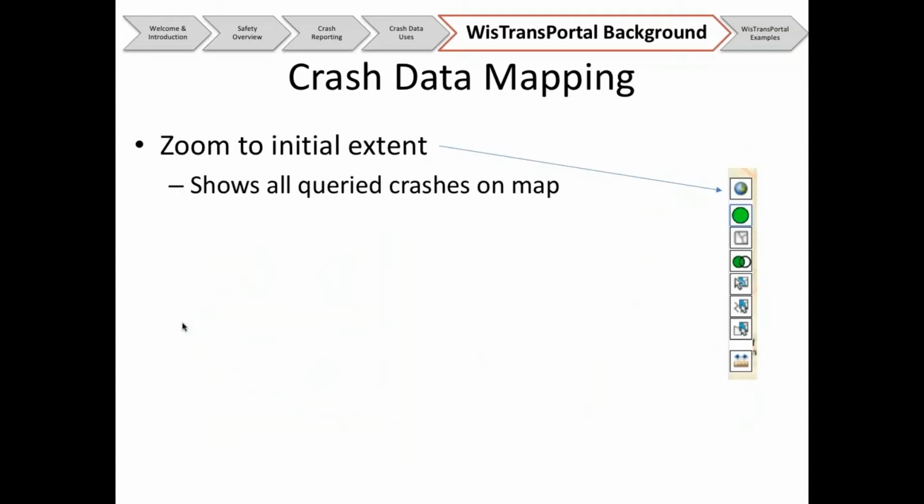So we have a couple different things on the sidebar there. So there's a zoom to the initial extent. So it shows all the queried crashes on a map. So if you were statewide, it might zoom down into it to be able to look at those areas a little bit more.